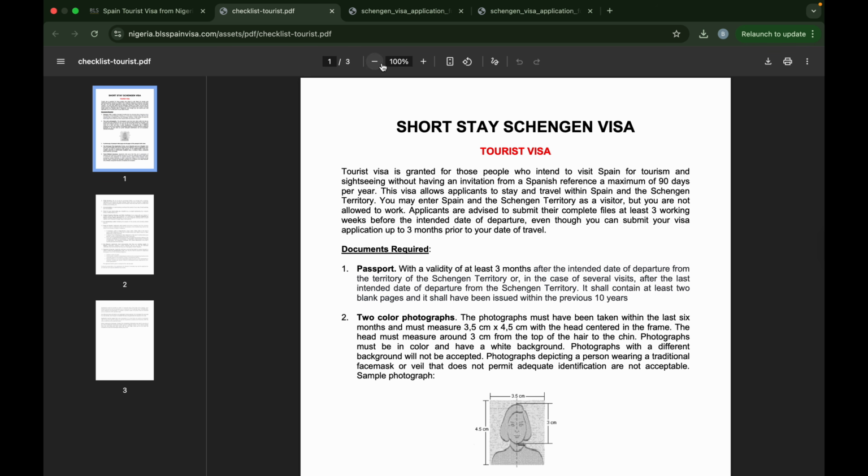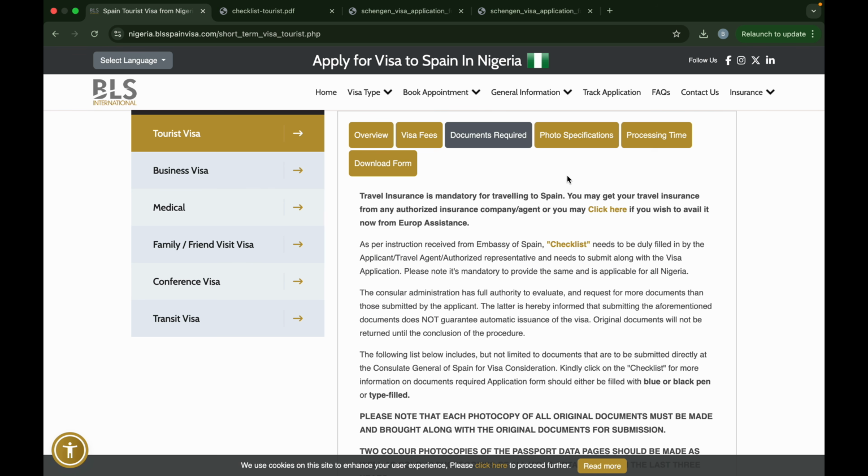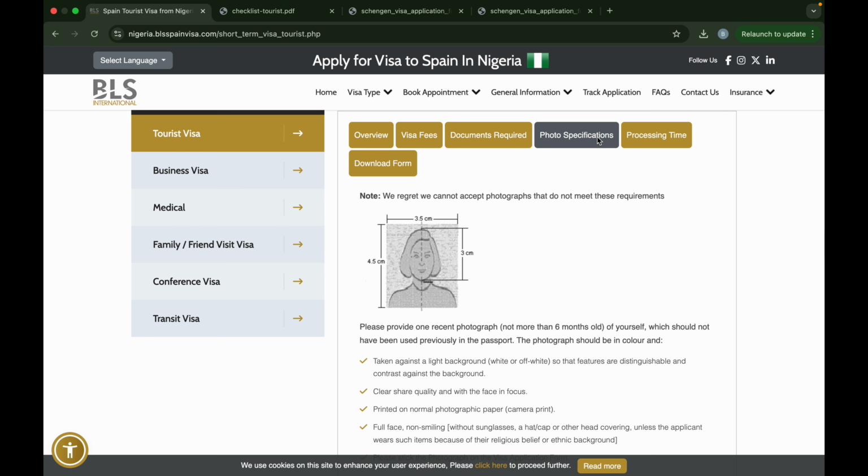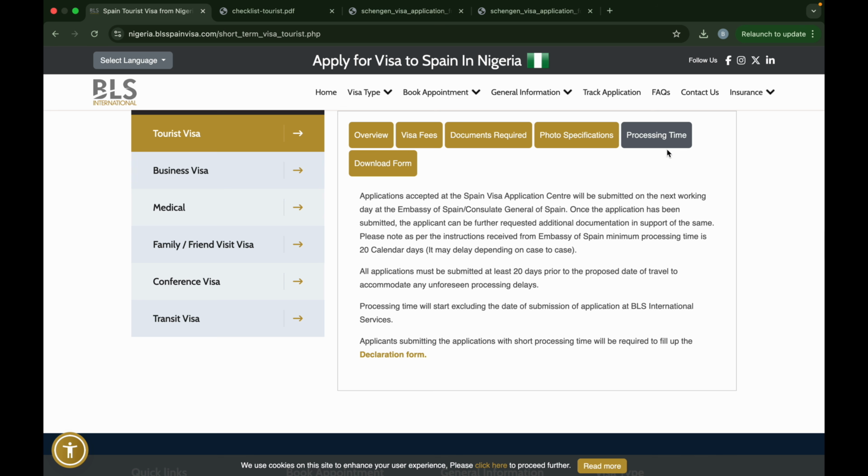So we're going to go back to the application, and then we've spoken about the photo specification. The processing time is 15 working days, but as you can see, they've now increased it to 20 working days. So prepare to wait a bit to have your visa processed, and try to apply on time before your travel. Not that you apply 1 week before your travel and you think that they're going to issue your visa.